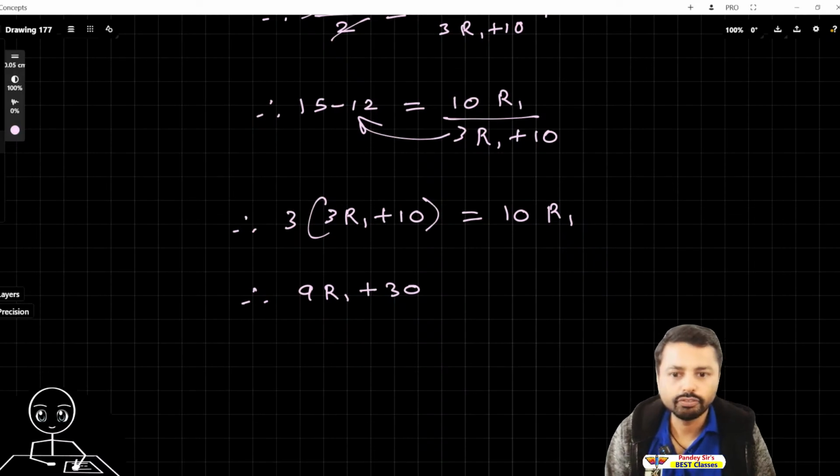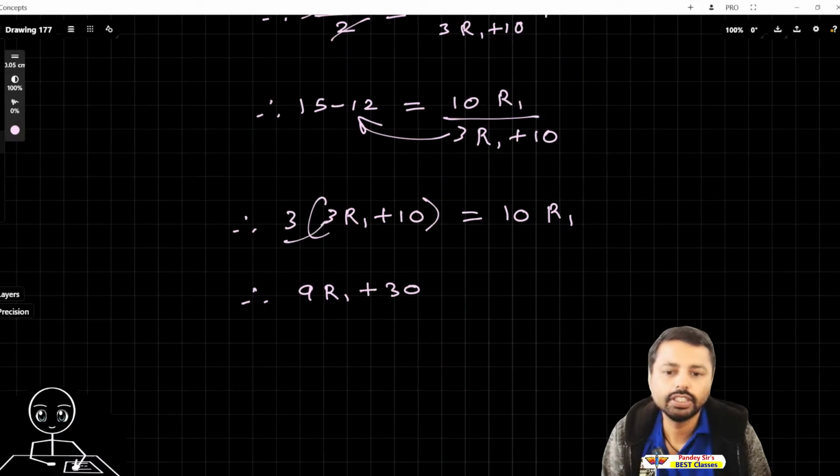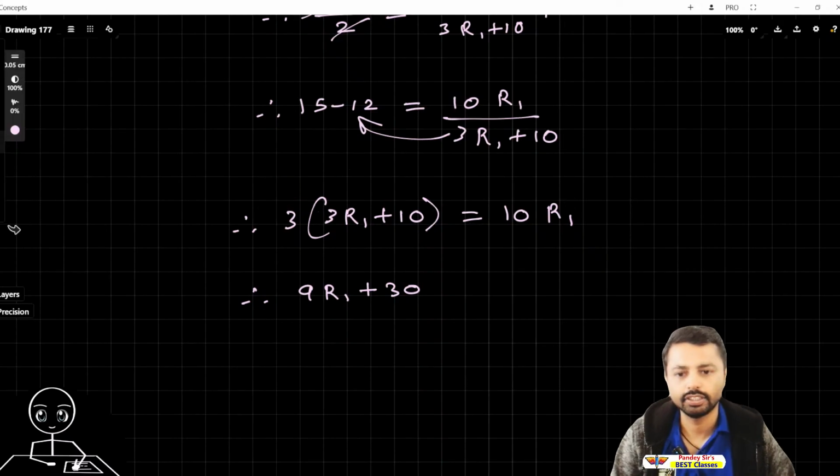Don't forget, if there is this kind of thing out of the bracket, many times you remember 3 into 3R1, but you forget the other part. You just write down 10 over there, and here also you write down 10, which is wrong. This 3 multiplies to this also, and even this also. Keep that in mind.